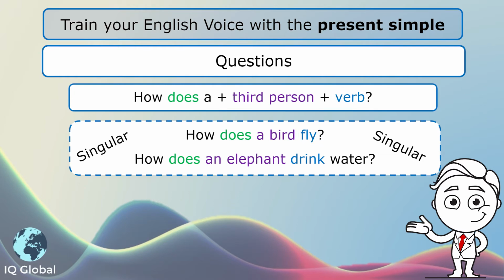Sentence 2, singular, how does an elephant drink water? We have an elephant, which is the third person, and it's singular, only one elephant. So we say, how does an elephant, followed by the verb, drink water.